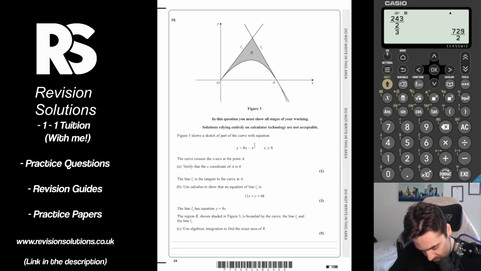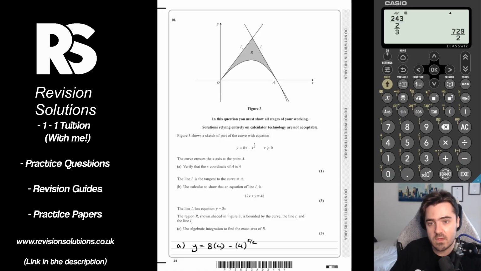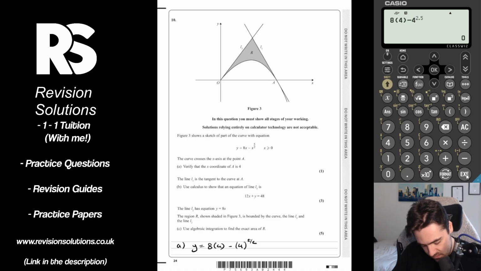So if we plug in 4 for part A, y equals 8 times 4 minus 4 to the power of 5 over 2. Let's just plug that in the calculator to make sure. 8 times 4 minus 4 to the power of 5 over 2, or 2.5, is indeed 0. So that checks out.